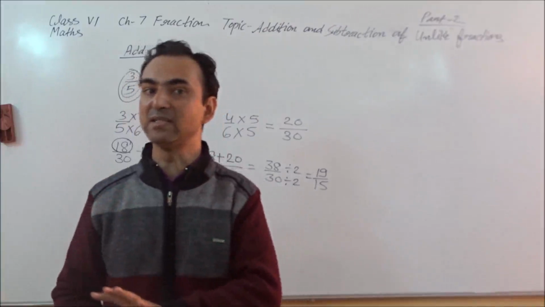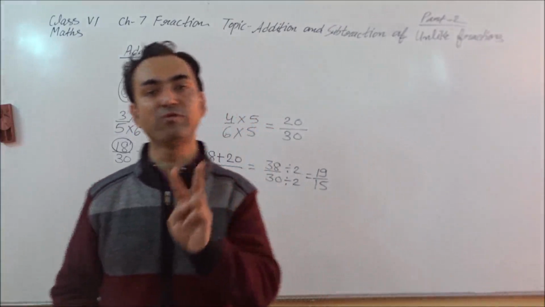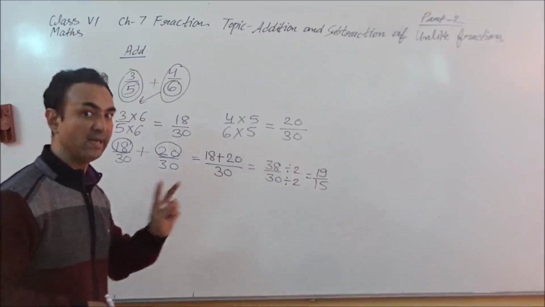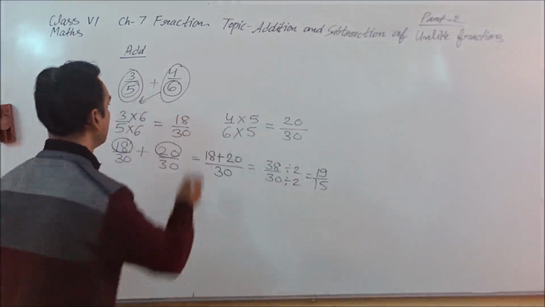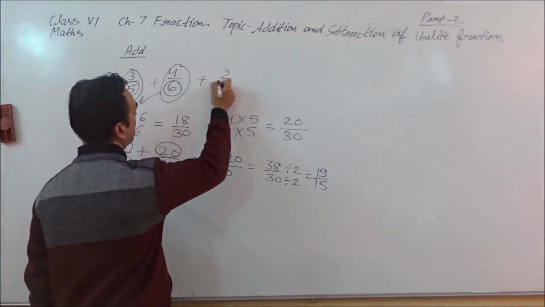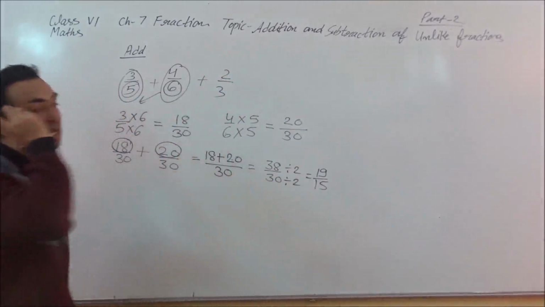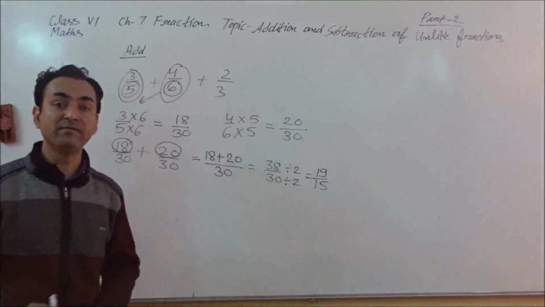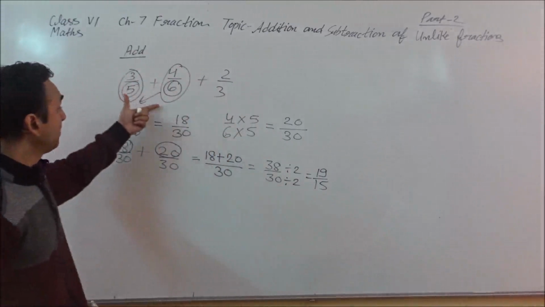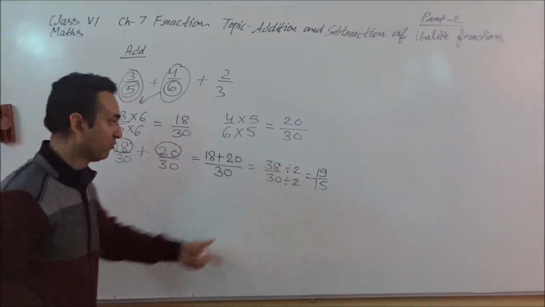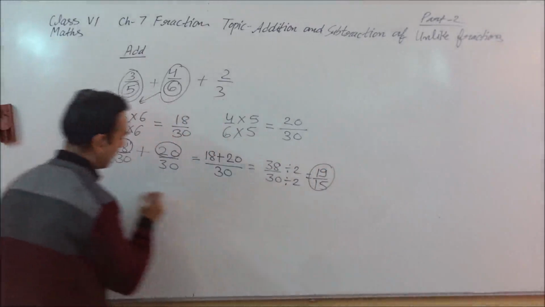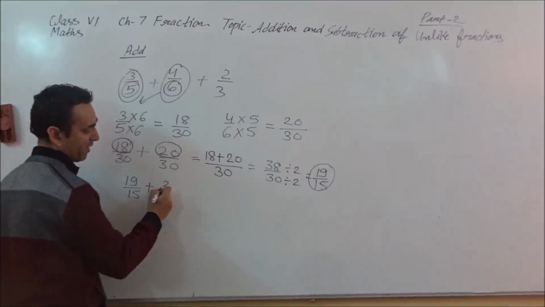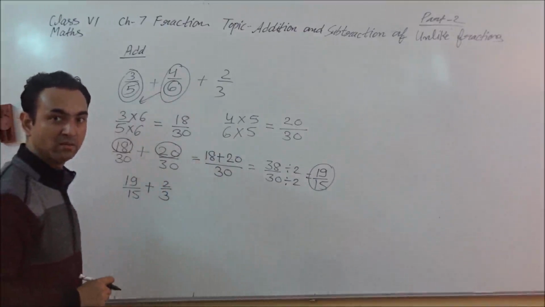If more than two fractions are given, then you have to take two fractions at a time, and then you will find the addition of fractions, right? At a time you can use only two fractions. Suppose three fractions are given. Suppose one more is given, 2 upon 3. So now we cannot apply this method to all the three fractions together. We have to add the first two like this, and now we will use this fraction 19 upon 15 plus, take now the third fraction, right? 2 upon 3.